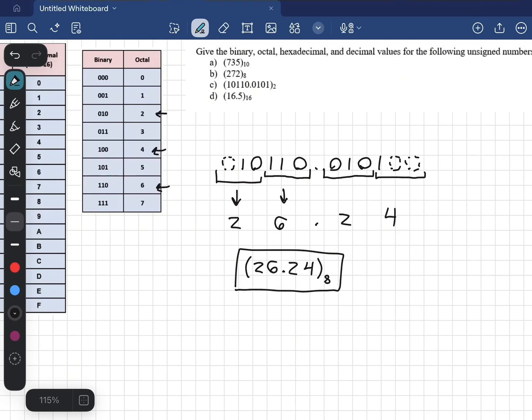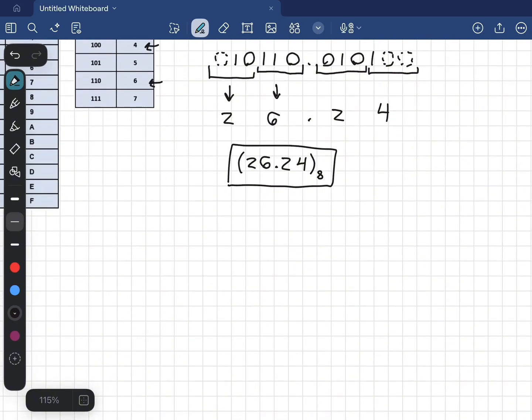And then to get this into hexadecimal form, we will do the same thing except group into groups of 4. So rewriting the number 10110.0101. This is our first group of 4. This is our second group of 4. And then filling in the imaginary zeros. That is our third group of 4.